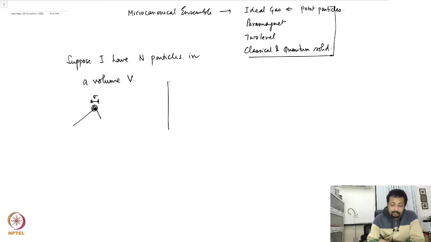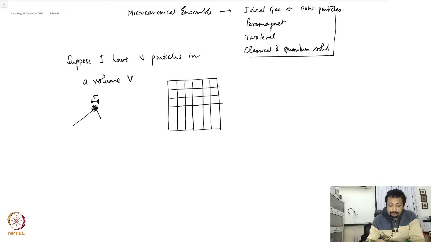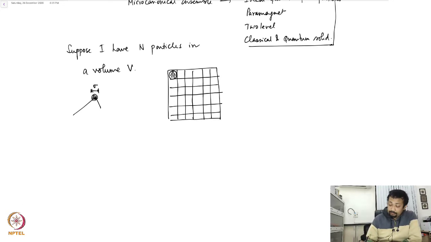So I have a volume V. This is a schematic only in 2D. Then what I do is I break up this volume into cells of size sigma, so that I have only one particle which can occupy these cells. Either the cells are empty or I have a single particle occupying this. So how many cells do I have? I have M equal to V over sigma number of cells.